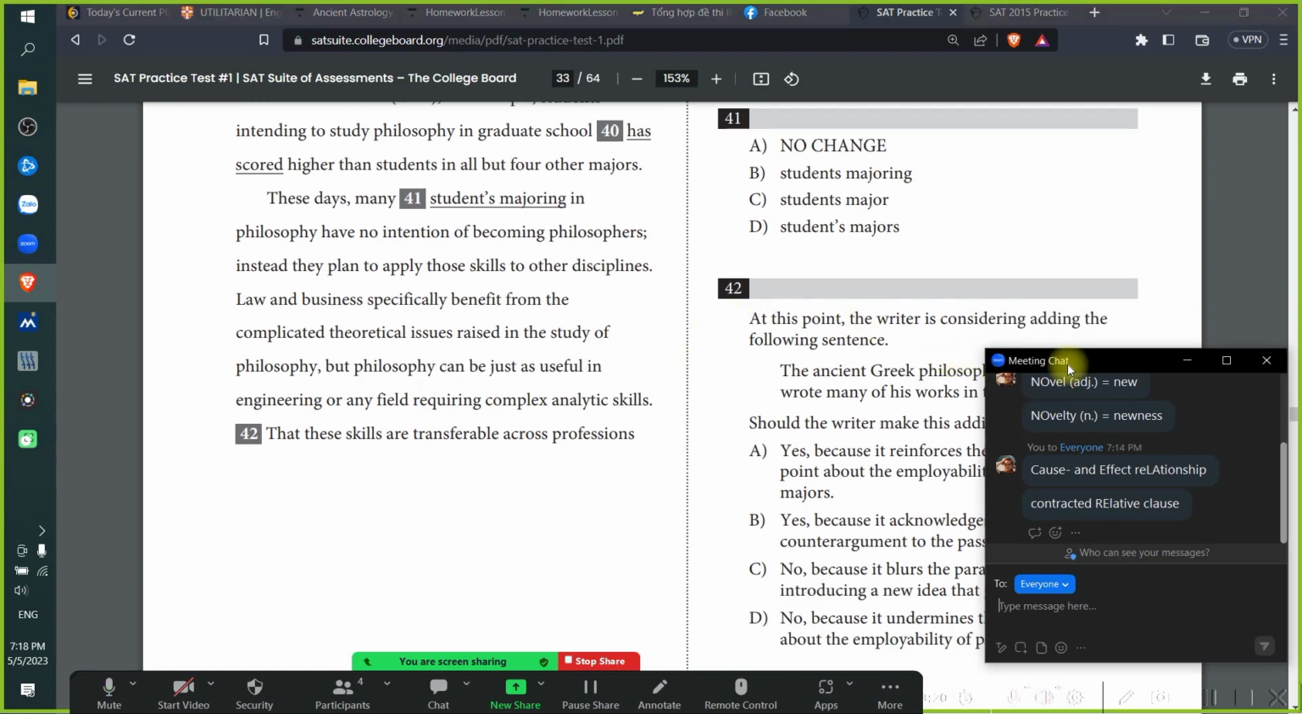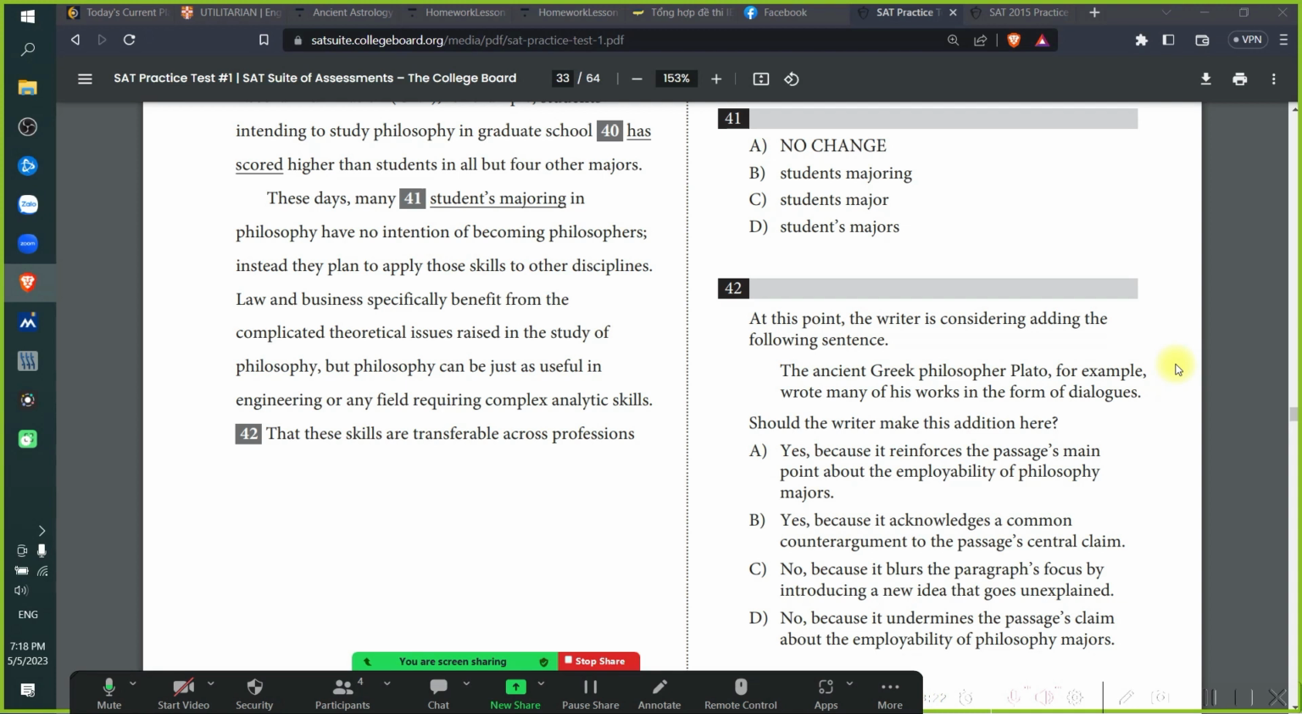42. At this point, the writer is considering adding the following sentence. Ở cái chỗ 42 này, người viết đang cân nhắc thêm vào cái câu sau đây. The ancient Greek philosopher Plato, for example, wrote many of his works in the form of dialogues. Nhà triết học người Hy Lạp cổ đại Plato, ví dụ đi, đã viết nhiều cái tác phẩm của ổng trong cái dạng những cuộc đàm thoại. Should the writer make this addition here? Cái người viết có nên thêm vào cái chỗ số 42 không?